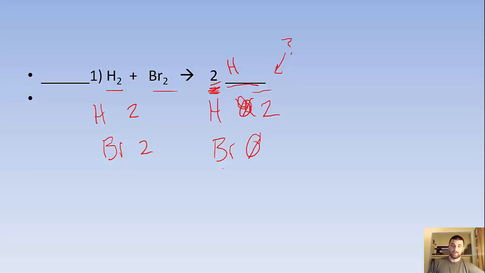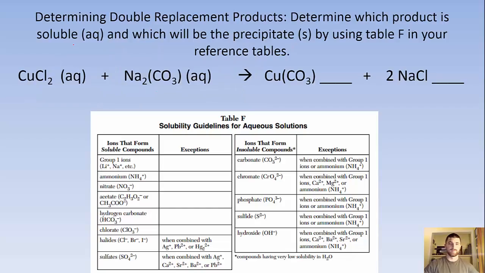All right, well, I also need 2 bromines. And if that 2 is in front, I'm just going to have 1 bromine in the equation. Because now I have 2 bromines. So that's what's missing. What kind of reaction is this? I got H2 plus Br2 giving me a new compound. Well, that's just like X plus Y giving me XY. That is going to be a synthesis reaction.